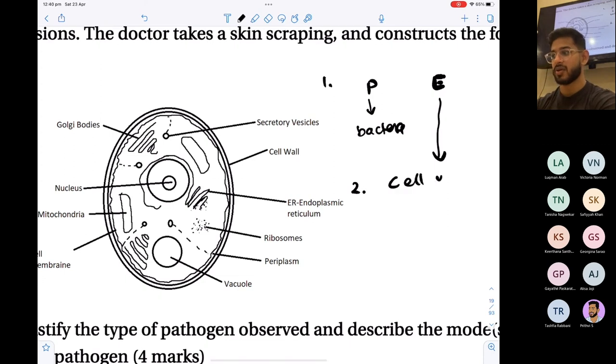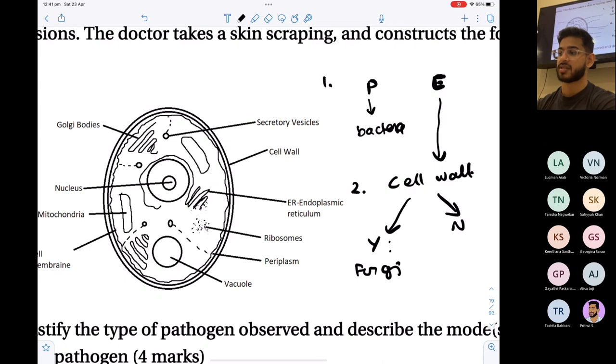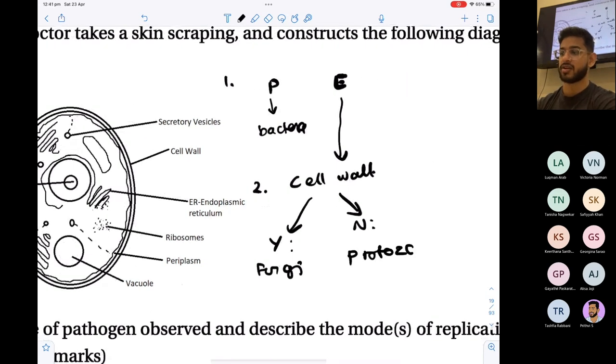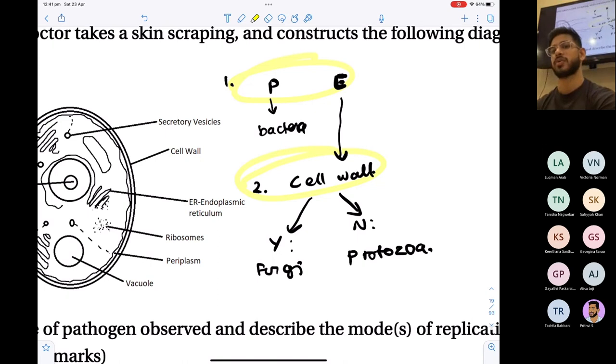Is there a cell wall? If the answer is yes, what's your answer? Fungi. The answer is no, what's your answer? That's how easy this is. Okay, there you go, you've created your own flowchart. Don't memorize this flowchart, use your logic. Okay, I just memorized the questions. You need to memorize it. These are the two most important things you need to know about structure. Prokaryotic or eukaryotic, cell wall or no cell wall.